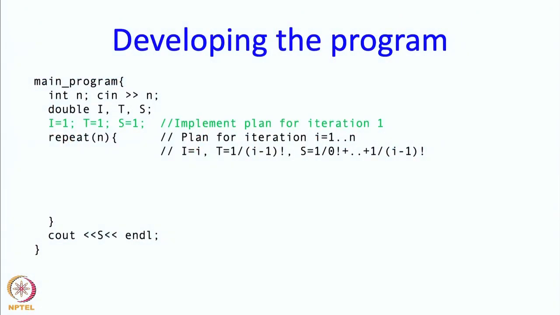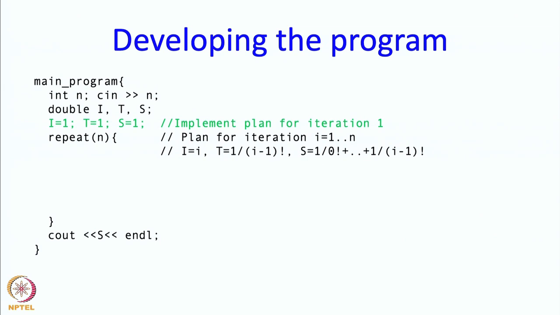Well, the only way we can make sure that this happens at the beginning of the loop of the very first iteration is if we initialize the variables to these values. So that is what we are going to do. So we are going to write an assignment statement, I equal to 1, T equal to 1, S equal to 1, or separate statements, and this implements our plan for iteration 1.